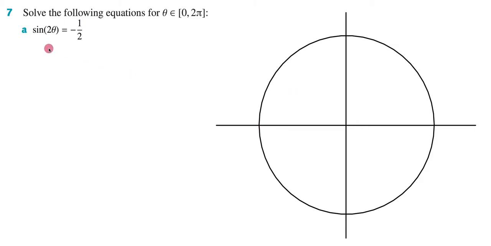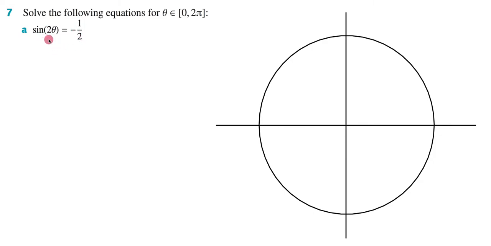Alright, so we are now up to question 7a of exercise 14h, which is asking us to solve the following equation for theta is equivalent to 0 to 2 pi. The first question before us is sine of 2 theta equals negative a half.